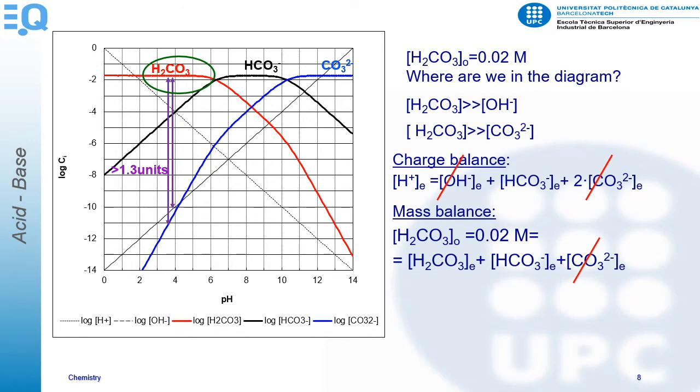But what does being neglected from the equation mean? It is not that there is zero concentration, but that it is much smaller than the concentration from which it will be subtracted in the mass balance, leaving the initial concentration of carbonic acid almost unaffected.